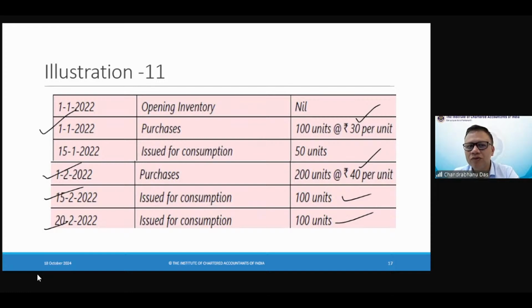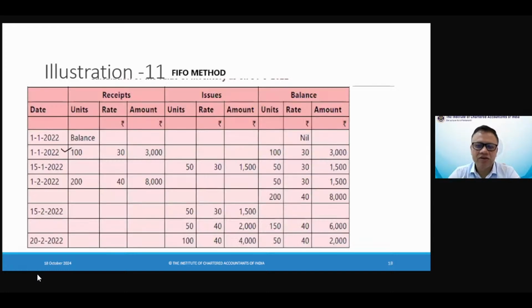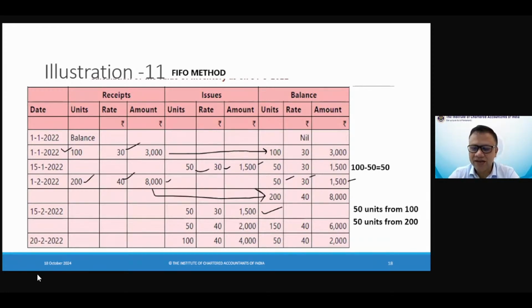Then, sir, you will issue 50 units from the previous stock, and we can also issue the next 50 units from the fresh stock. Very good. So that's what I was telling you. Now you see, 50 units from the previous stock and 50 units from the fresh stock. Right? So 50 units from 100 and 50 units from 200. Clear now? Yes, sir. Clear.